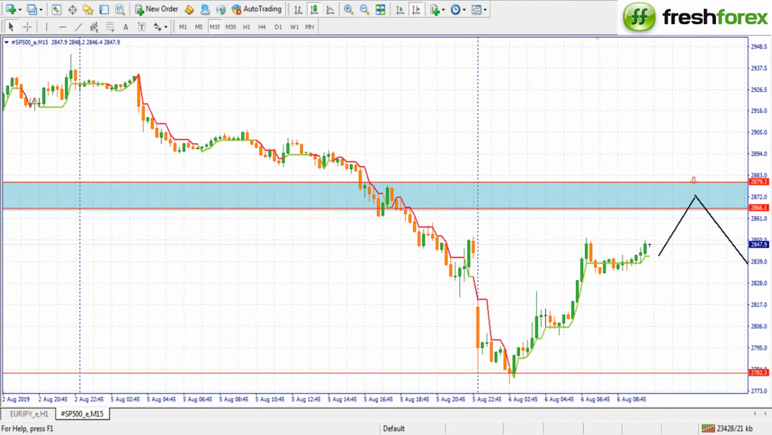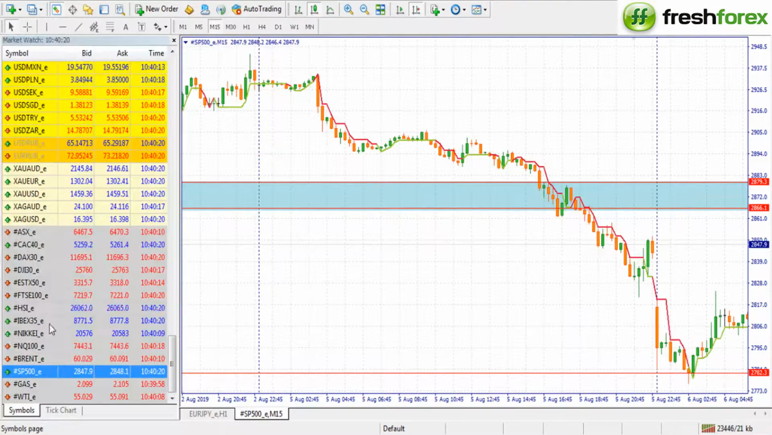Next symbol, and that should be Brent oil. So far yesterday we expected Brent oil to proceed downwards. Let's see how that went.